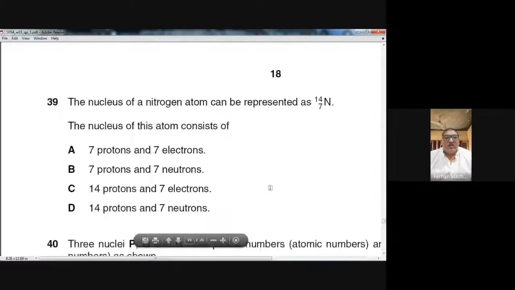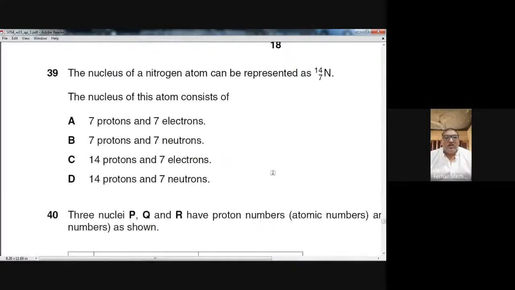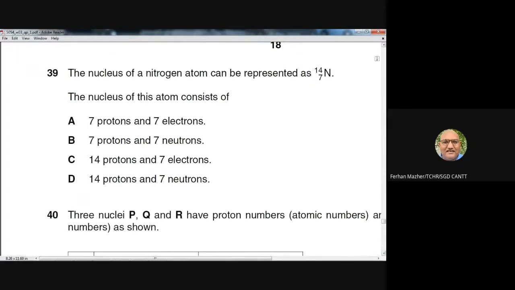Question number 39 is showing on your screen. The nucleus of a nitrogen atom can be represented as this. The nucleus of this atom consists of, so there are 7 protons. And how many neutrons are there? 14 minus 7, that will also be 7. So there will be 7 protons and 7 neutrons in the nucleus. So clearly B is the right option.